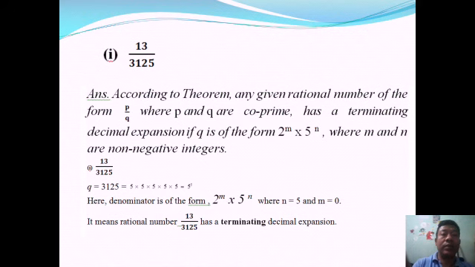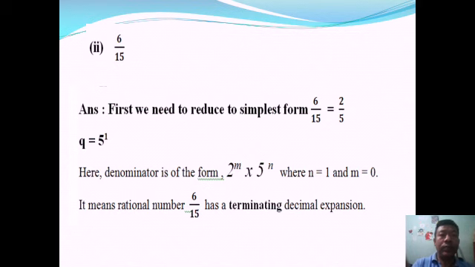Let's see the next question again. 6 by 15. Here, what we are going to do is first reduce the given rational number 6 by 15 into simplest form. We have 6 by 15 equal to 2 by 5. Here the denominator is 5. Hence the denominator is in the form of 2 to the power m into 5 to the power n, where n equal to 1 and m equal to 0. It means that the rational number 6 by 15 has a terminating decimal expansion.